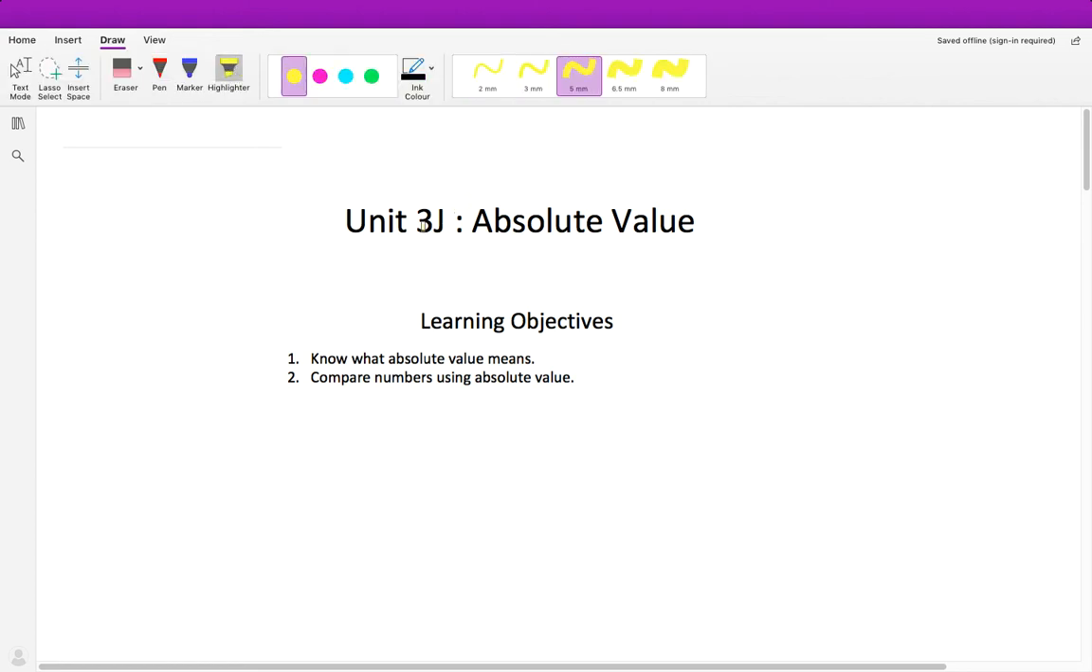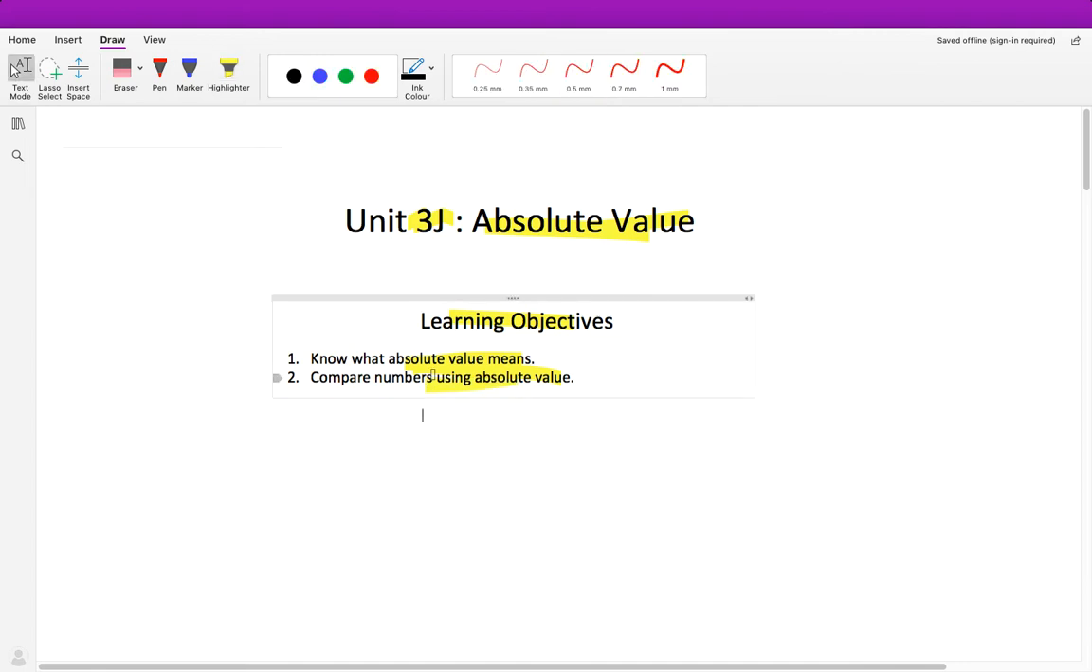Going over Unit 3J and absolute value. We've already briefly talked about this in one class because on ALEKS they had questions that were absolute value. So you should already have a basic idea of this, but now we're just going to go through some problems. Our learning objectives for today, or what you need to be able to know, is: what does absolute value mean, and how can we compare numbers using absolute value?